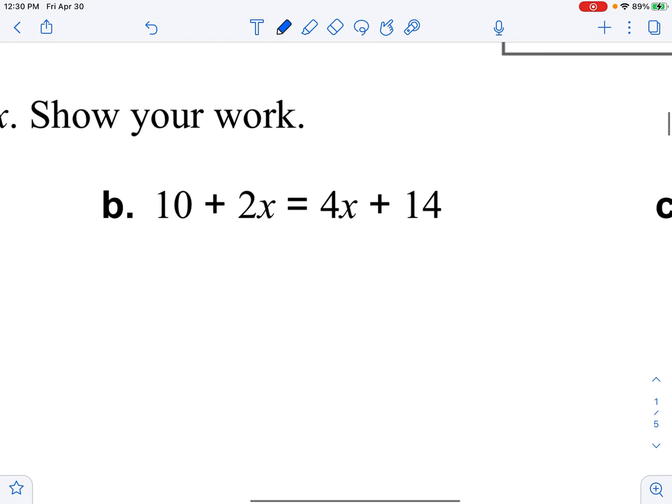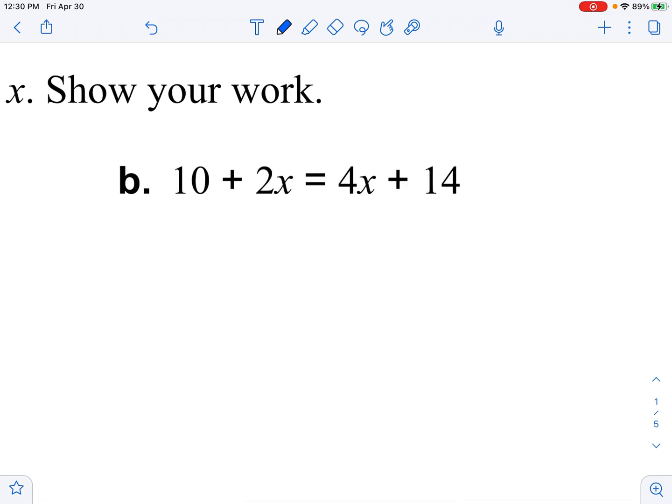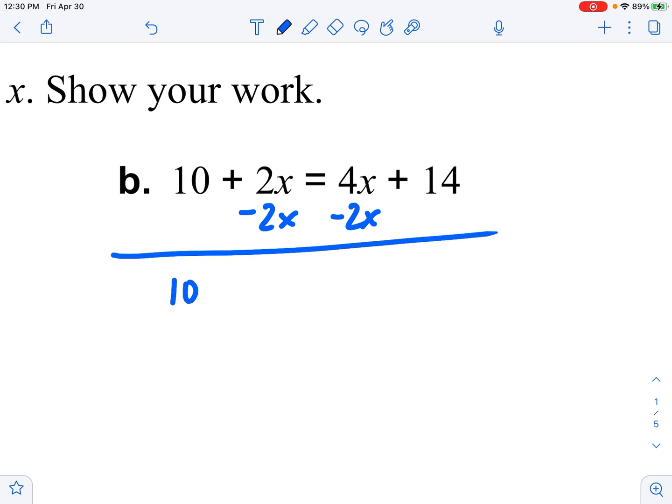Boom shakalaka. Whoa. Holy beans. I've got x's and stuff everywhere. So let's deal with the x's first. I'm going to subtract 2 x's from both sides. Boom. And I've got 10 equals, so x's are gone. I've got 2x plus 14.